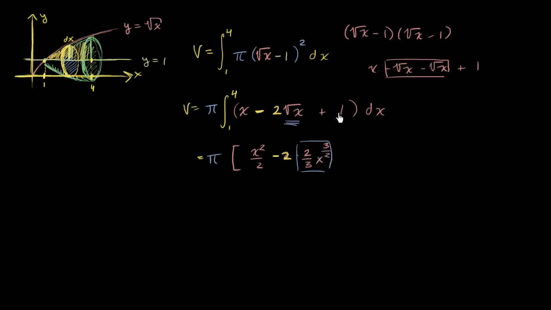Now let's take the antiderivative of 1. Well, that's just going to be equal to x. And we're going to evaluate this from 1 to 4. So we're in the home stretch.